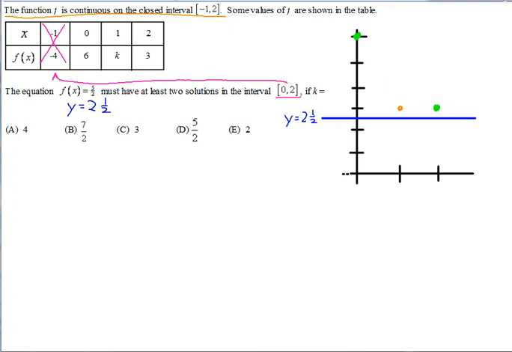Never cross that line. But what about 5 halves, which is 2.5? It goes right on the line. Would it have to have 2 solutions? Take a look. No, because you could draw it where it just barely touches that and only has 1 solution.